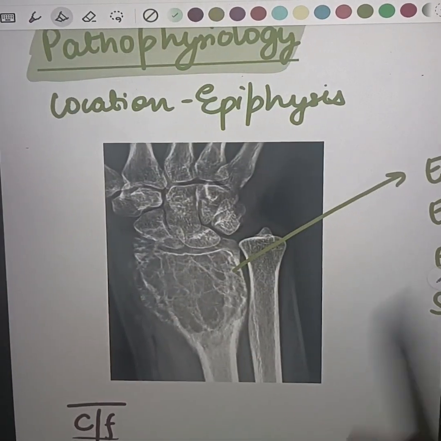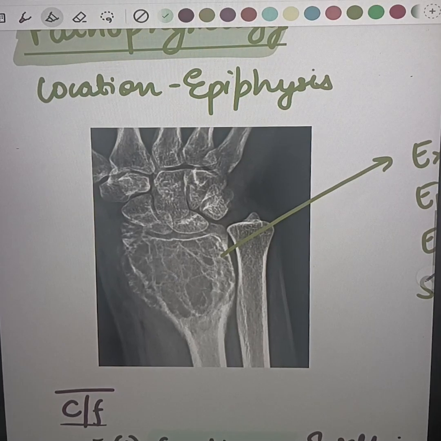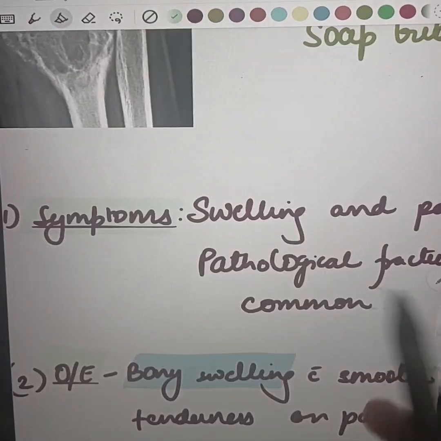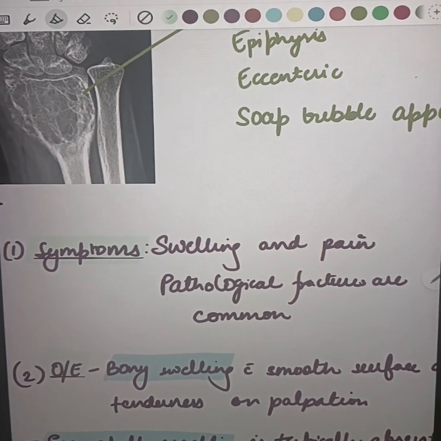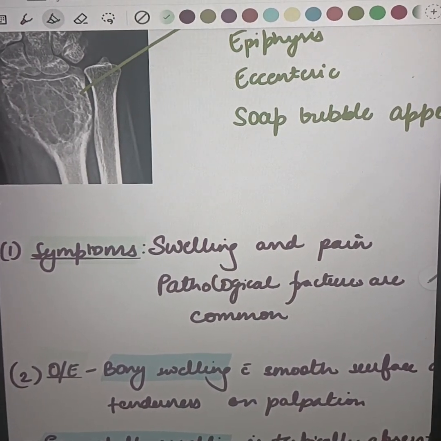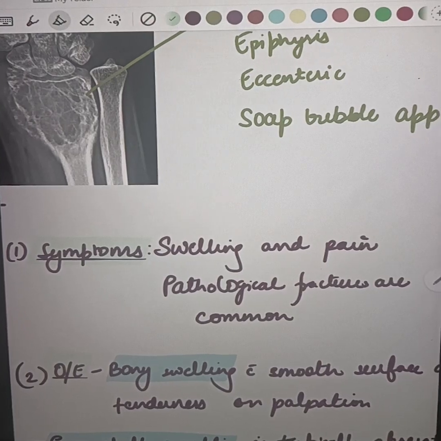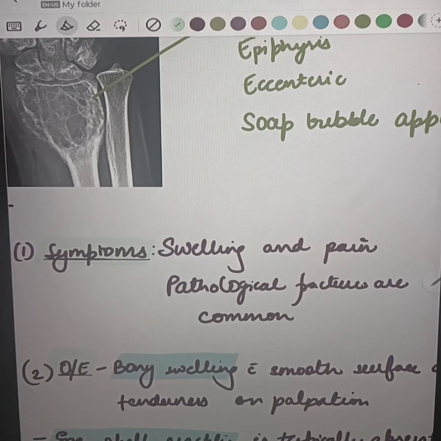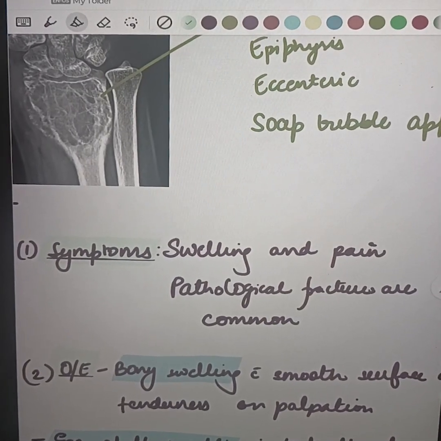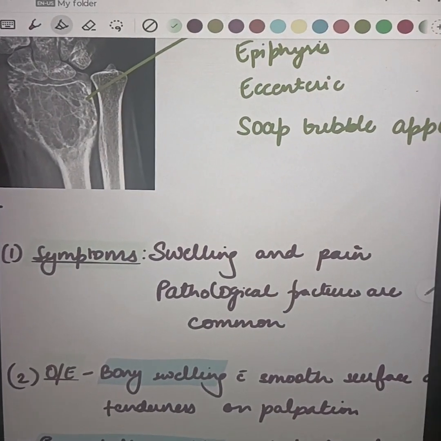This is the wrist joint at the lower end of the radius. Clinical features: the symptoms are swelling, pain and pathological fracture. So every bone tumor has these common clinical features, that the patient will complain of a swelling, some vague pain, and if found in a later stage, pathological fractures are very common.